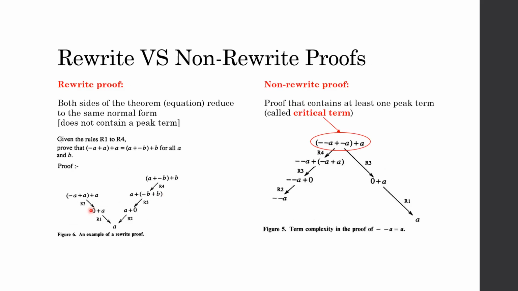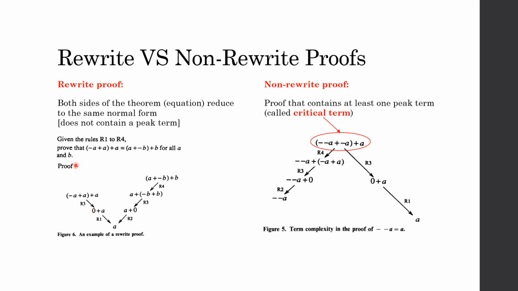Okay, so now we're going to introduce the two proofs that we're going to look more into and discuss throughout this paper. So it's rewrite proof versus non-rewrite proof. A rewrite proof is when both sides of the theorem, which for our case is an equation, reduce to the same normal form that does not contain a peak. Later I'm going to explain what this peak is.